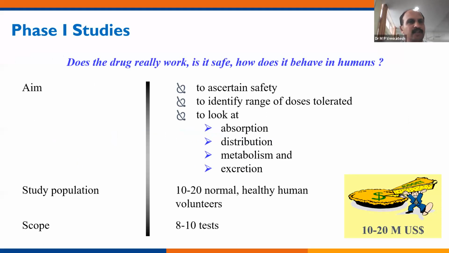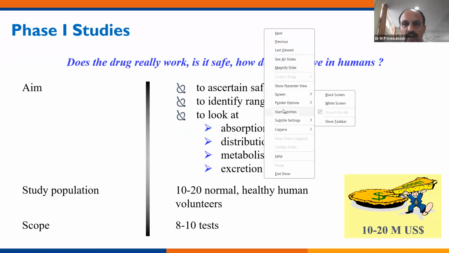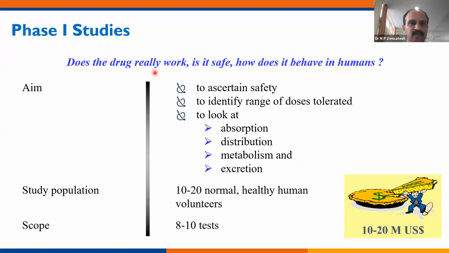The tagline of this particular phase is: does the drug really work? Is it safe? How does it behave in humans? So this is the entire idea. What is this phase 1 all about? First, whether the drug will work, whether it is safe for administration. If I take this drug, what will happen in my body? The aim of phase 1 studies is to ascertain the safety of the drug, whether if I administer this drug to humans, it is safe or not.